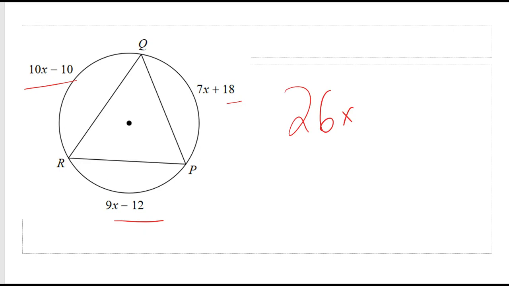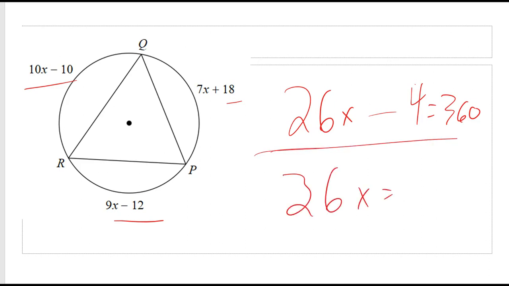If you want to write 10x minus 10, 7x plus 18, plus 9x minus 12, you do that, and then you get 36. But I'm just doing it pretty quick. It's going to be subtracted by, let's add those up. I just want to make sure I get them all right. Minus 10, minus 12, it's going to be minus 4 equals 360. So this is what I get after I combine like terms. So I'm going to take 26x equals 364 because I add that 4 over.